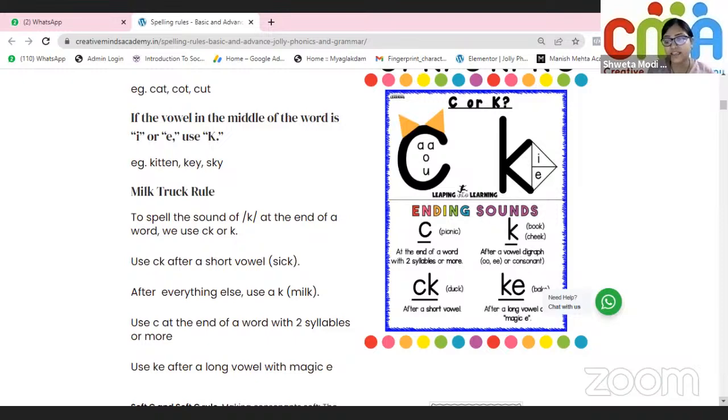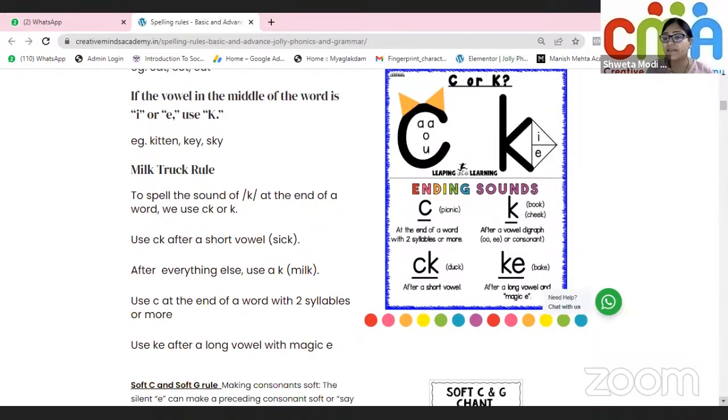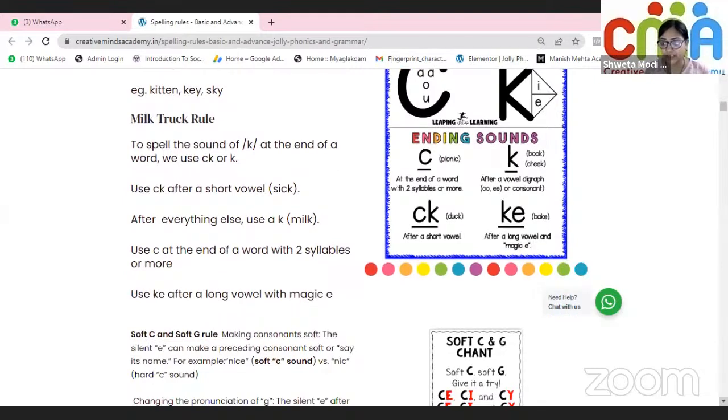And of course, if it is E at the end, that means it has the magic E. So mad becomes M-A-K-E. Why K-E? Because it's make. So when you have a long vowel sound, that means we have to use magic E. Okay. So K for any other sound and not the short vowel sound. For the short vowel sound, we use C and K. For long vowel sound, we are using K-E. And for more than one syllable words, we are using only C.